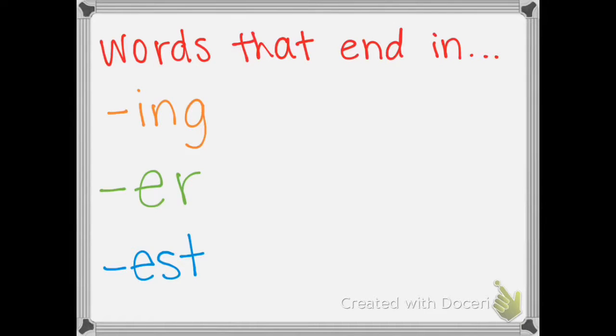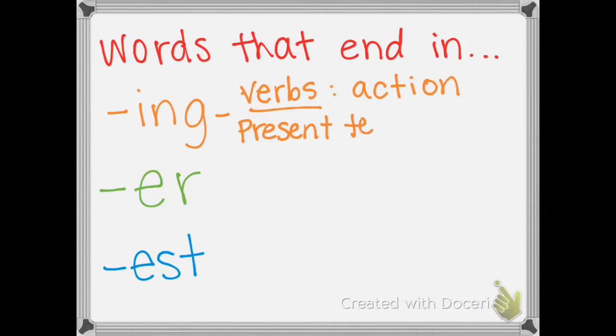Okay, now when we're looking at words that end in ing, those are going to be verbs. And if you remember, verbs are things that you can do, something you can do like an action. Okay? And that action or that verb that you are doing is happening in the present tense. So remember, we've talked about the past, the present, and the future. So the present tense is happening right now. So it is a verb that you are doing right now.